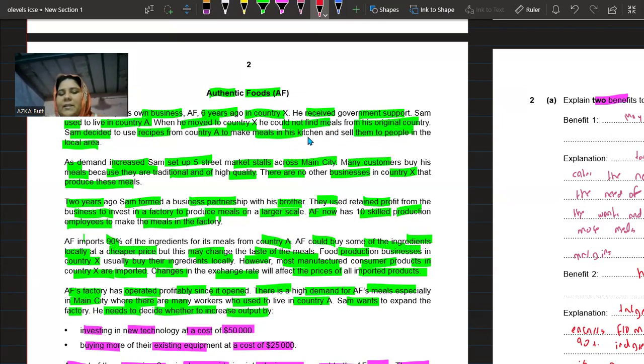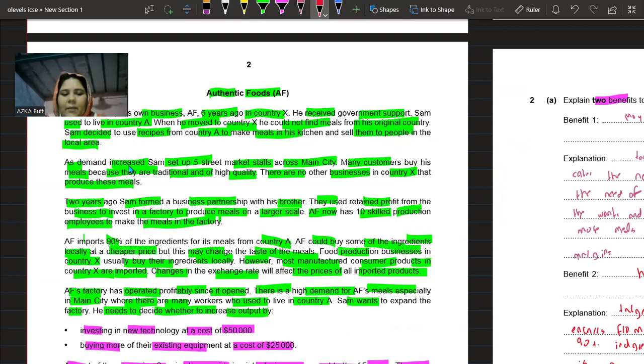Because at the start he had been making these meals in his kitchen, it means that the cost for Sam was lower. Okay, and because at that time he was selling the meals to the local people.